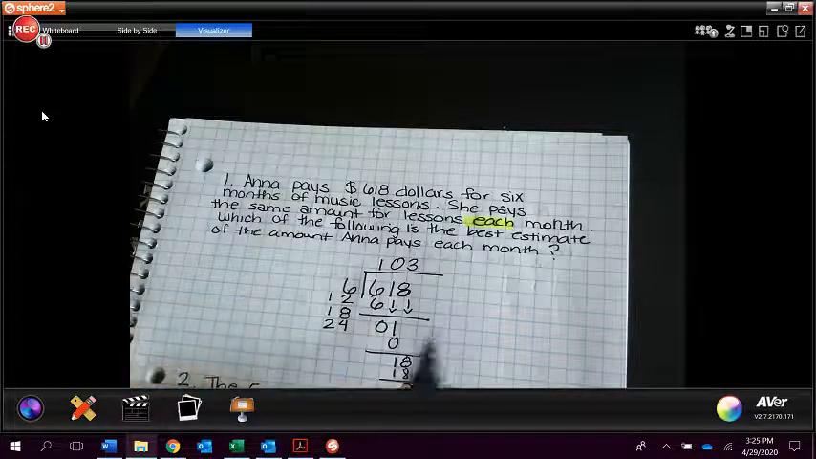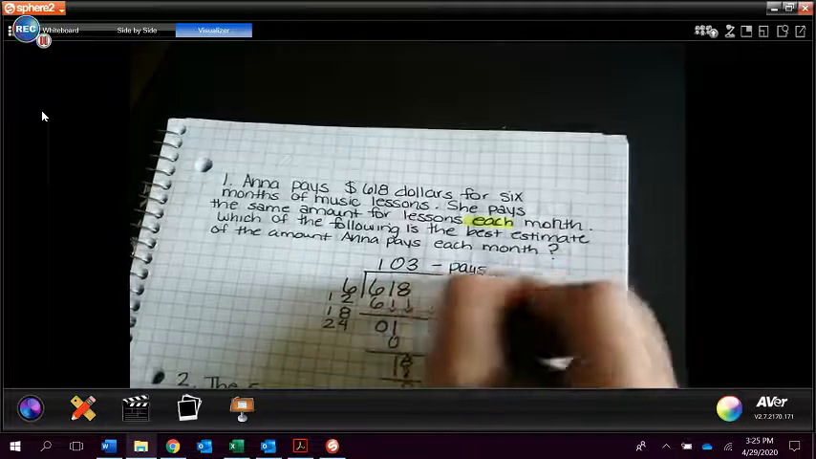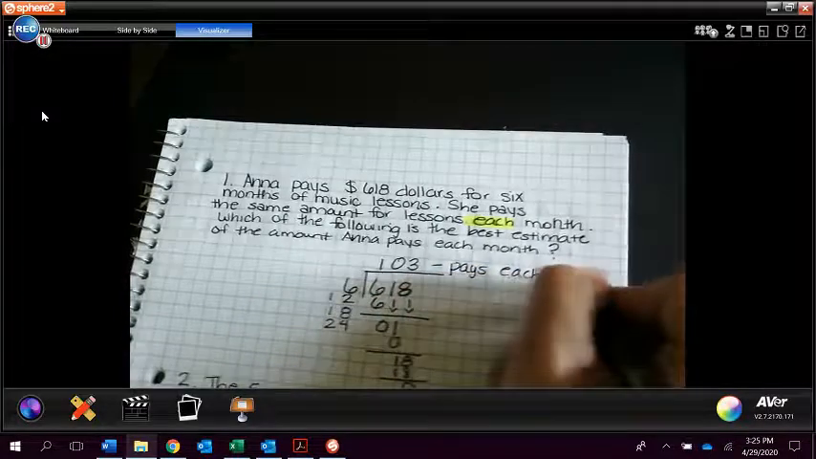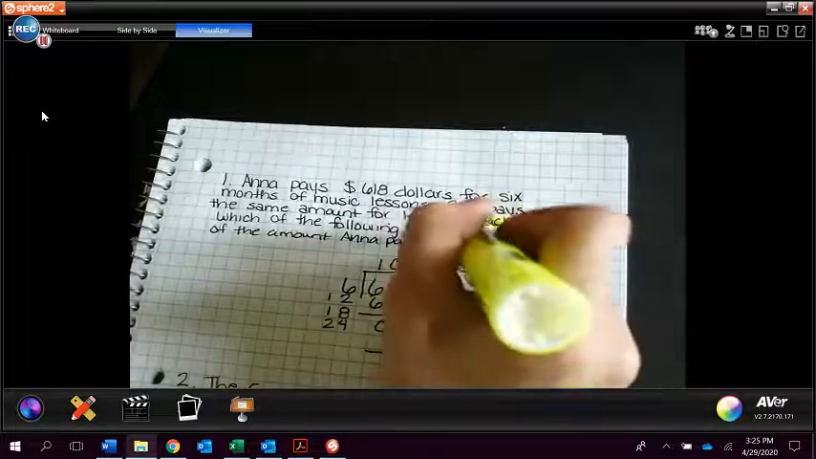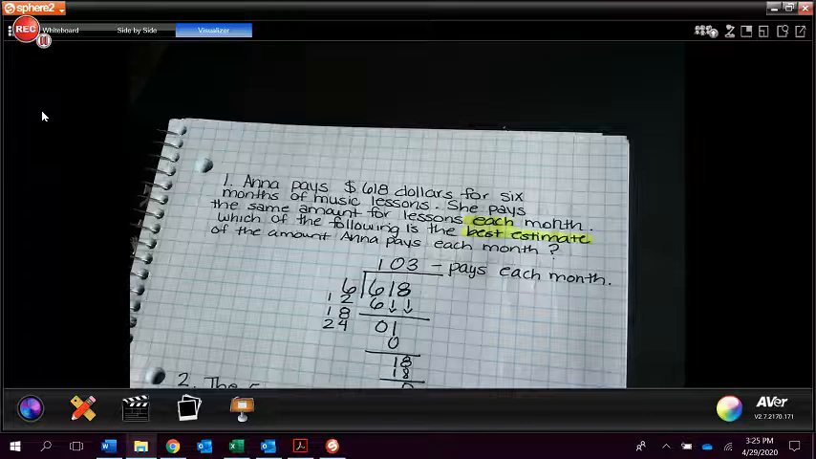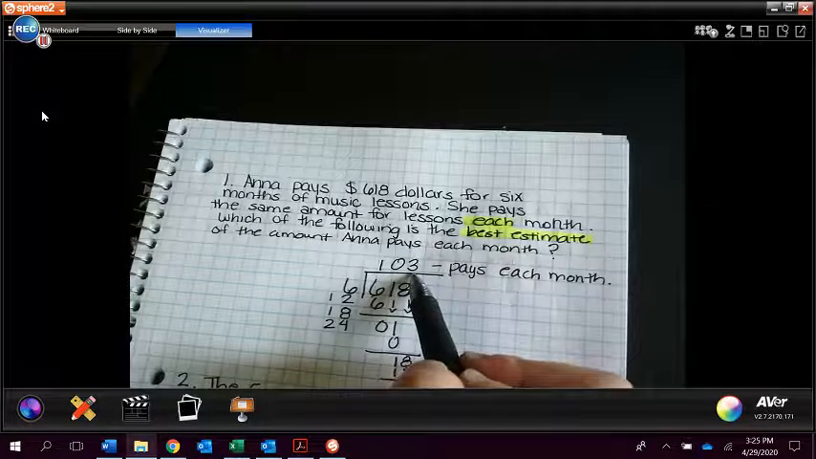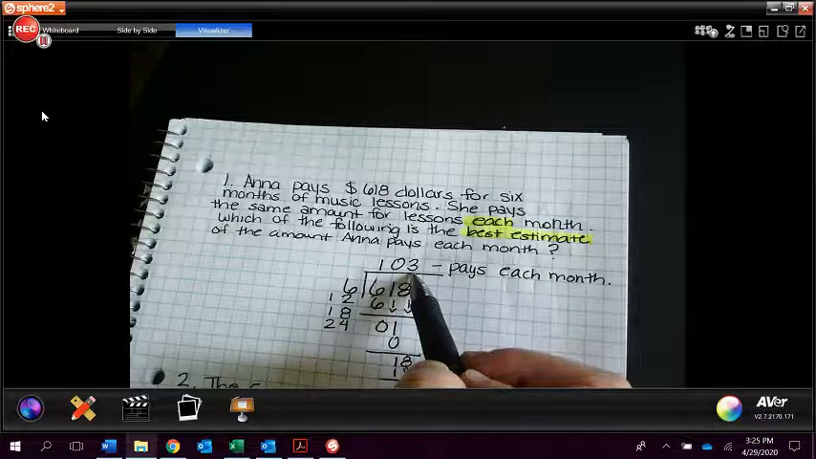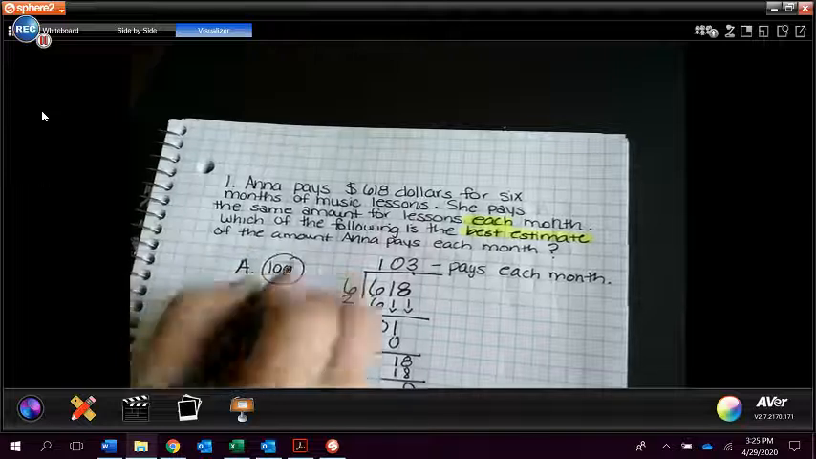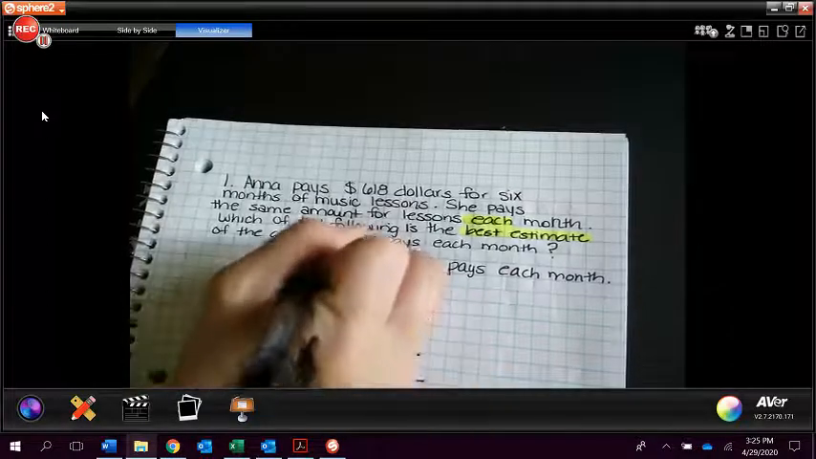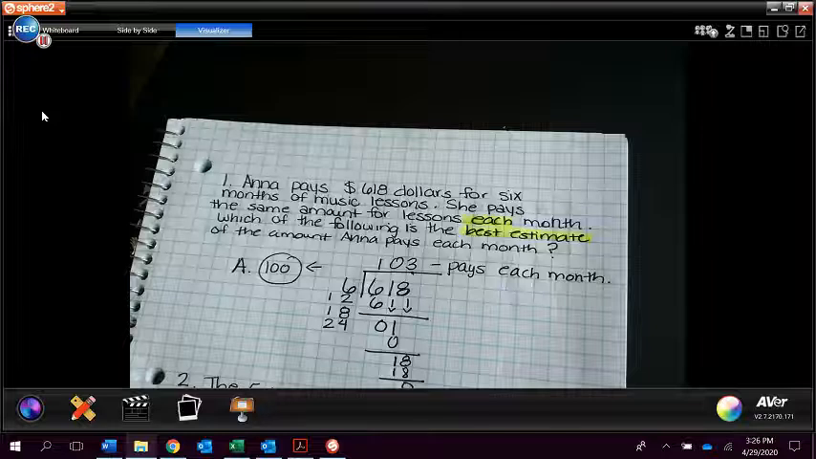But this is our exact amount. This is what she pays each month. Remember, the problem is asking for the best estimate. So if you look at your answer choices, our best estimate, would it be A, $100, B, $150, C, $125, or D, $200? And our best estimate would be A, 100. That number is closest to 100. So this would be our estimate right there. That would be the best one.